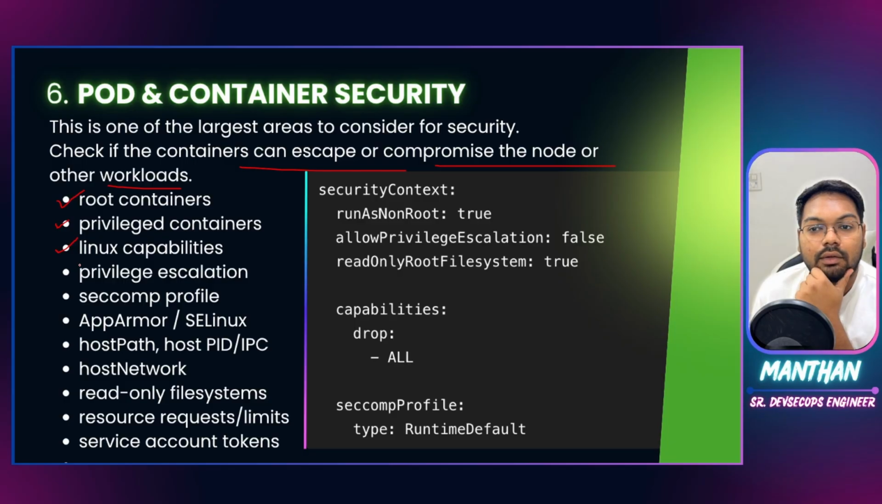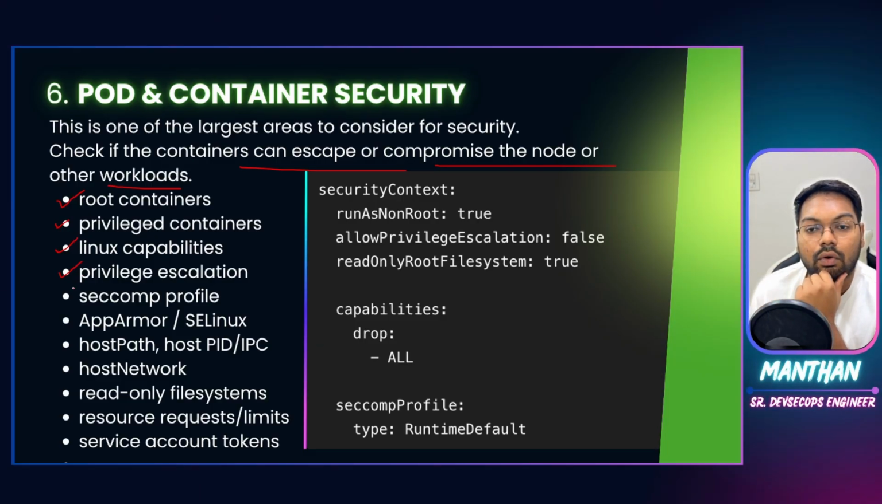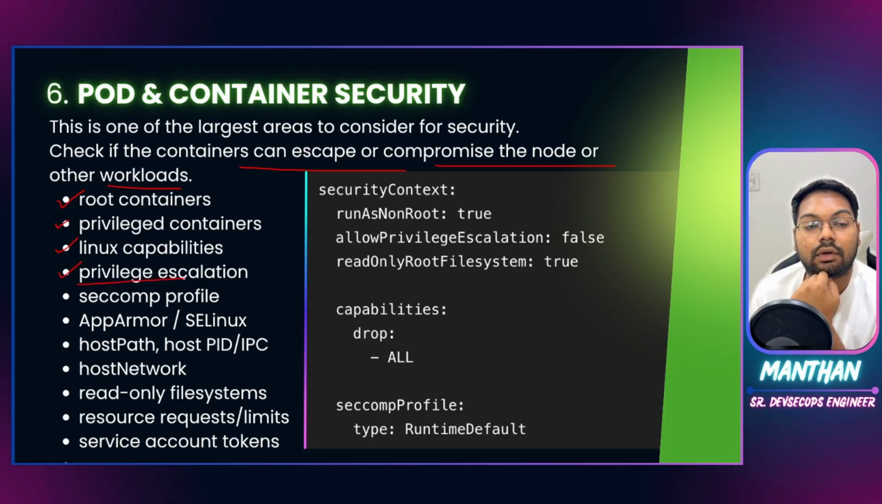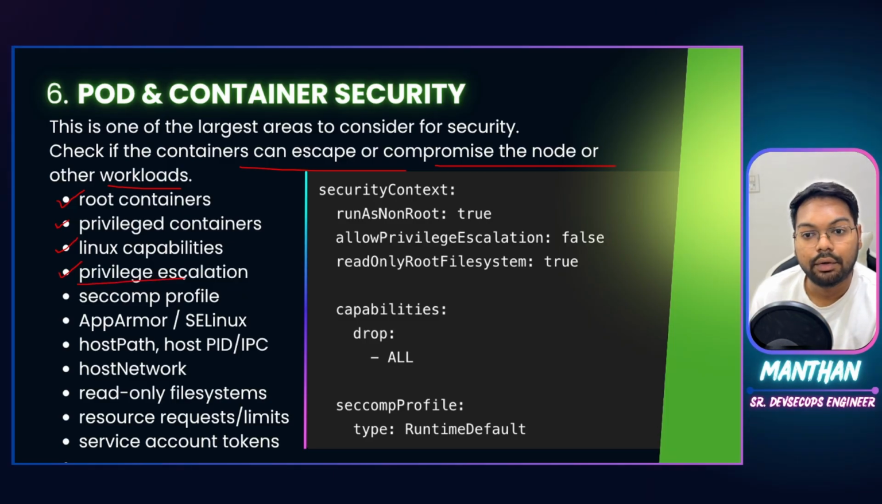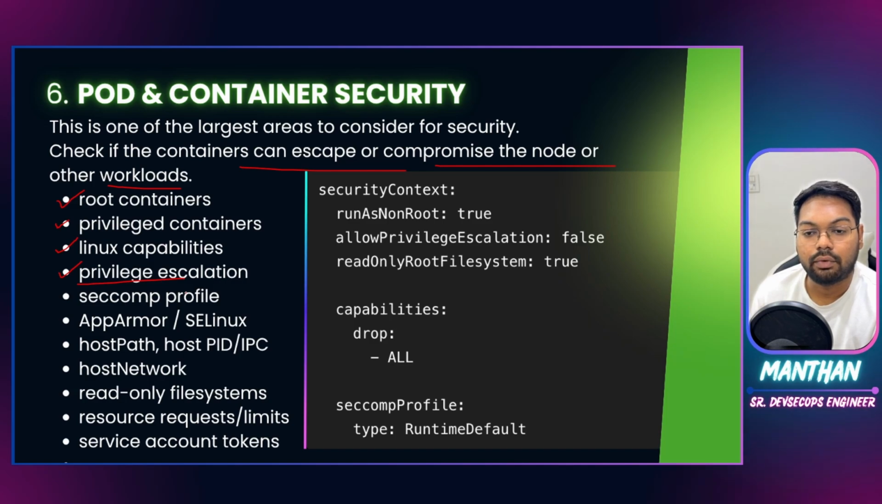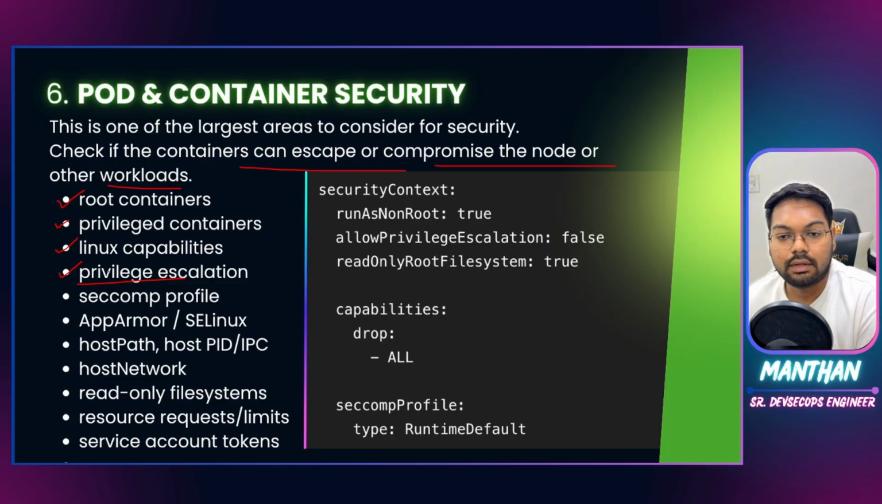Then Linux capabilities. There are different setuid and setgid capabilities in Linux that could help in privilege escalation. Someone can add themselves to the sudoers list, so check whether that is allowed or not. If privileged containers have access to the Docker socket, we need to take care of that too. Or if the containers are using CRI, what sockets can they access? Then the seccomp profile, is that set or not? Then you can use AppArmor or SELinux.